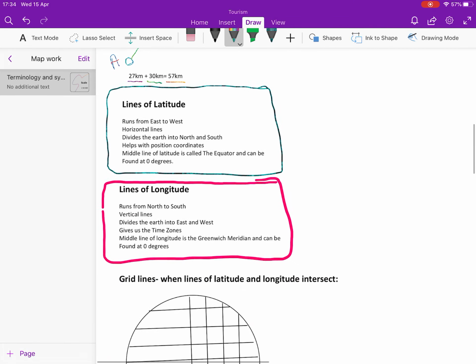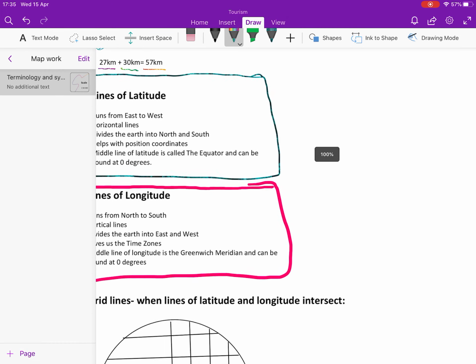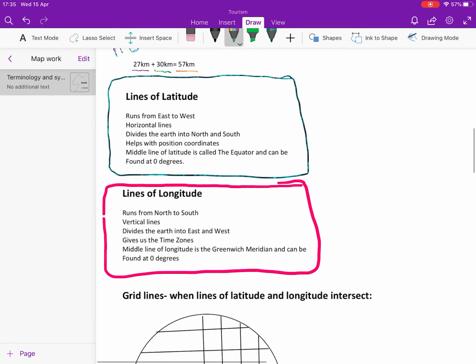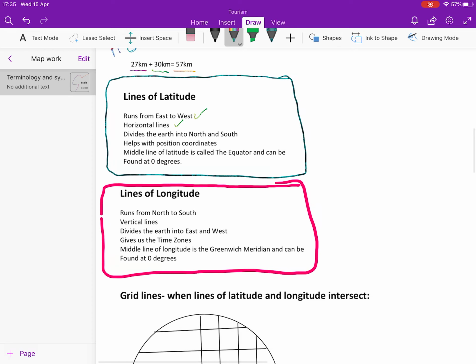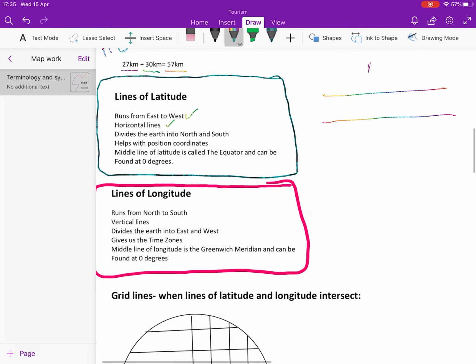Okay. The next we are moving on to lines of latitude and lines of longitude. They're very important to look at because they give us a lot of information about a map. If you look at lines of latitude, we know that they run from east to west. They are horizontal lines, meaning they run from side to side. Another thing we can note is that they divide the Earth into a northern and a southern hemisphere.